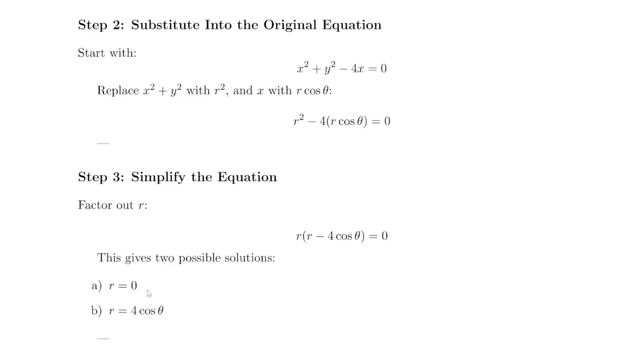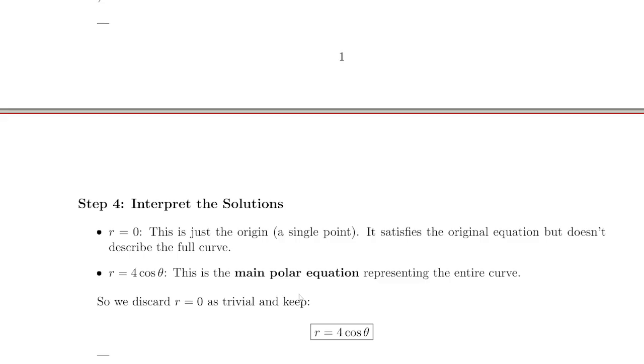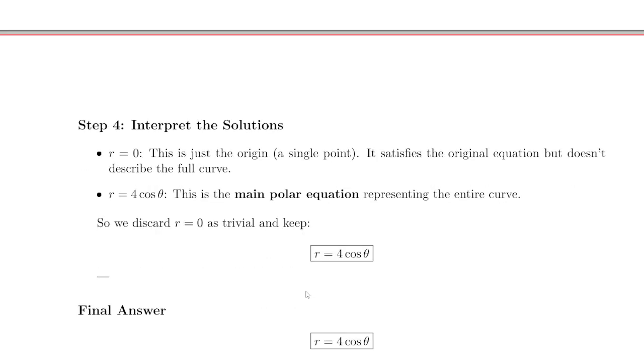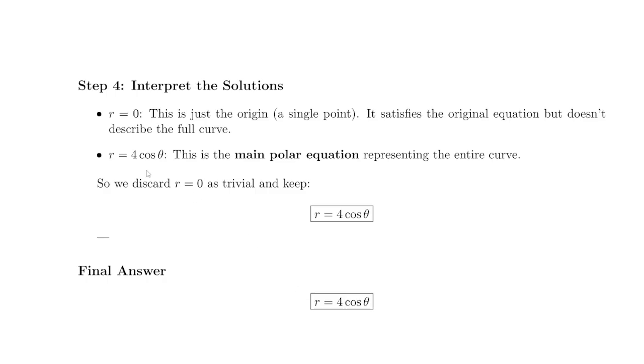Now notice that if r is 0, that's nothing. This is just the origin. It's a single point. So we're instead going to look at r equals 4 cosine theta. This is the polar equation that we're interested in. And so r equals 4 cosine theta is going to be the final answer.